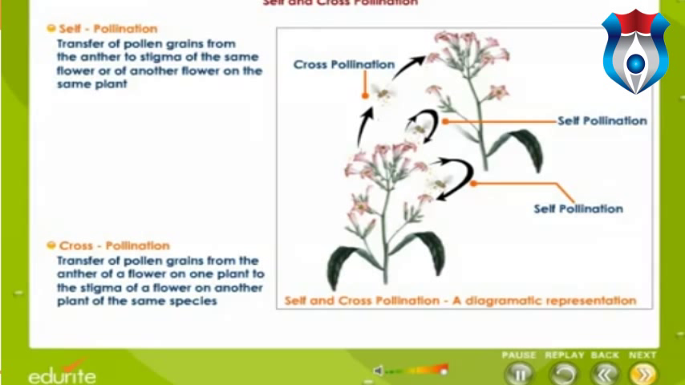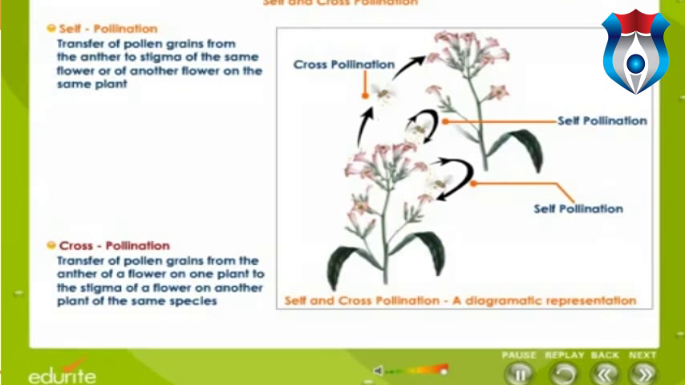Self and cross-pollination. Pollination is of two kinds, self-pollination and cross-pollination. Self-pollination. Self-pollination is defined as the transfer of pollen grains from the anther to stigma of the same flower or of another flower on the same plant.